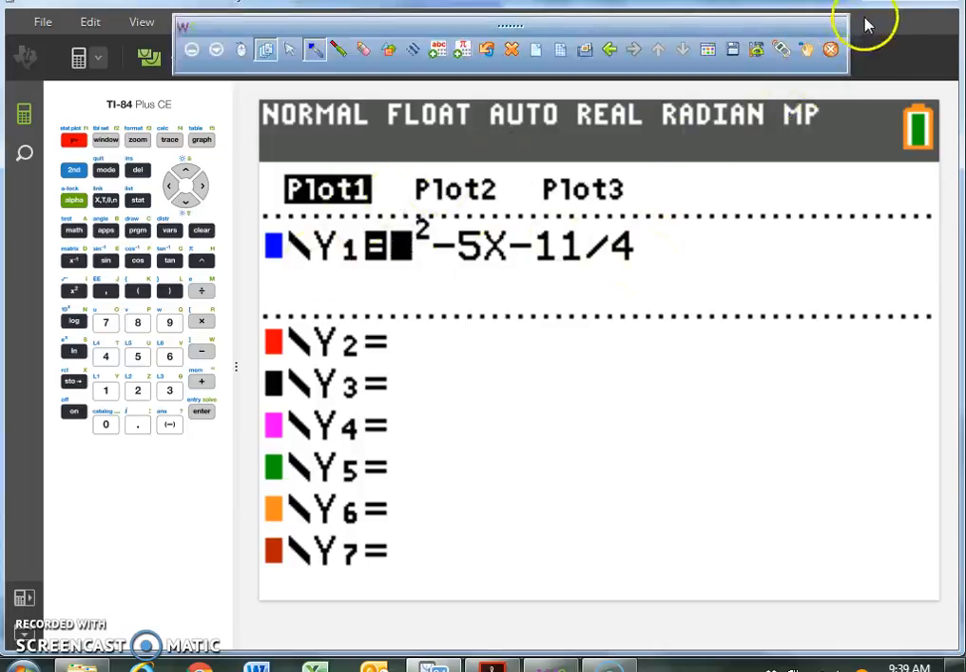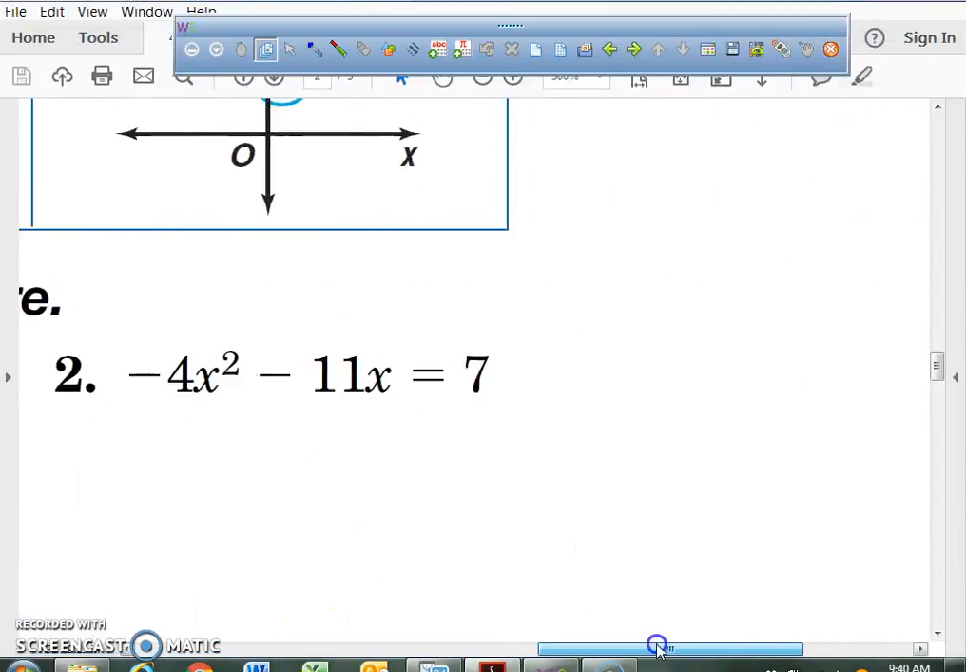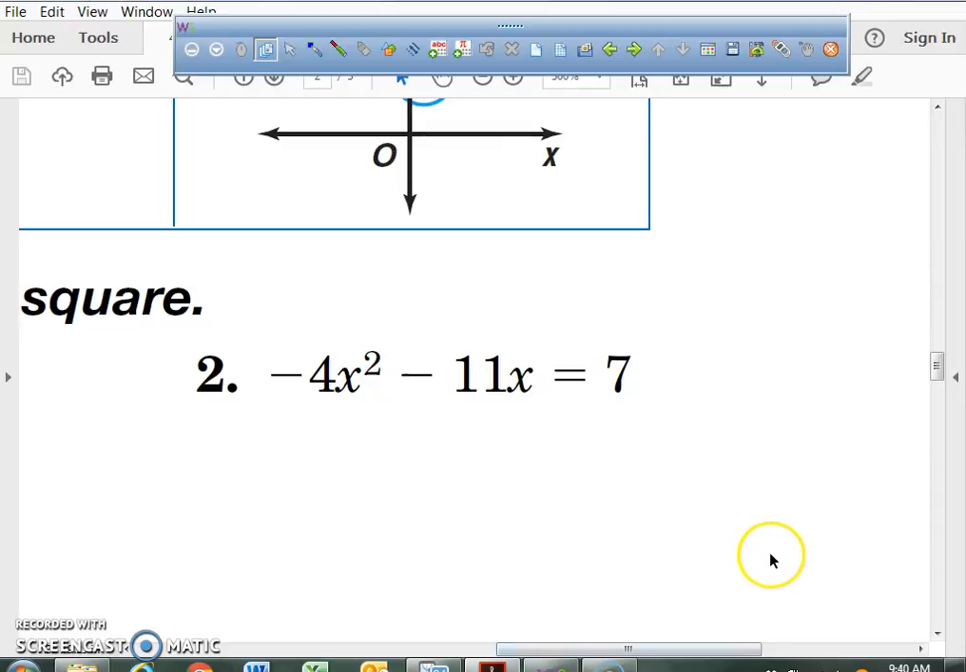Now, what I'd like you to do now is put number 2 in your journal. We're going to start number 2 and work on it all the way from beginning to end. Number 2 is a little bit more difficult than number 1.